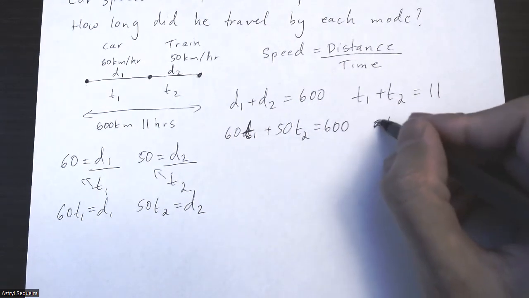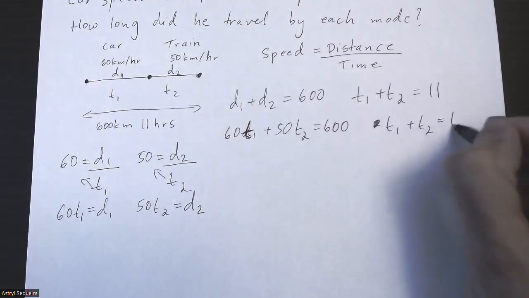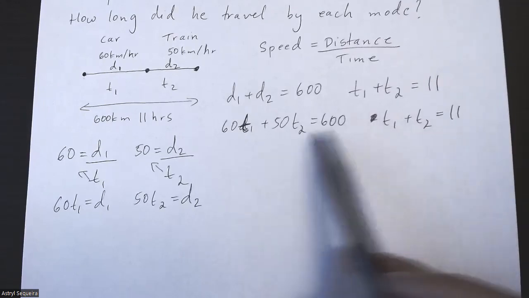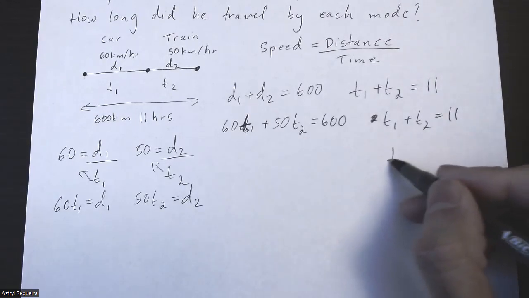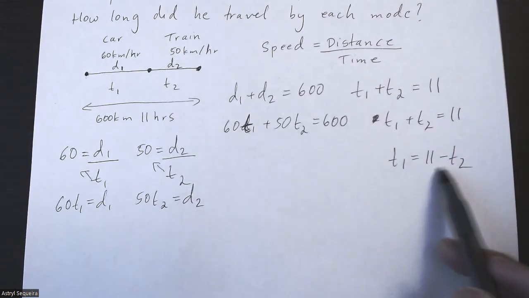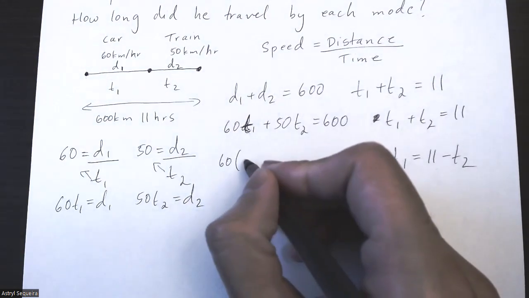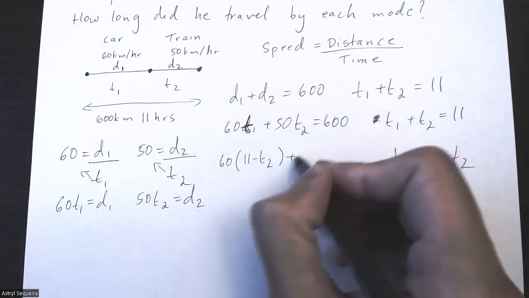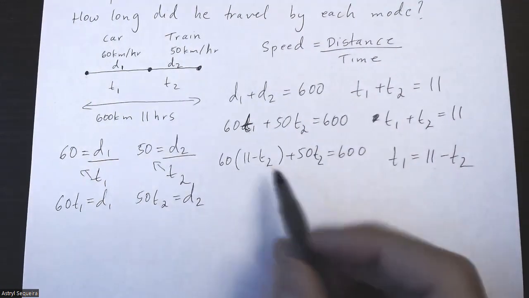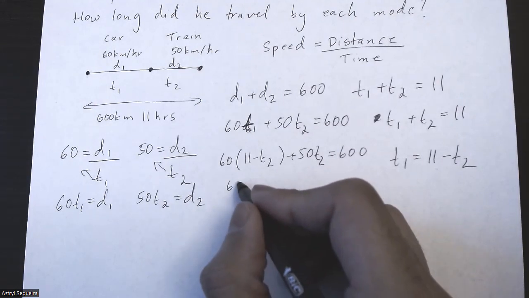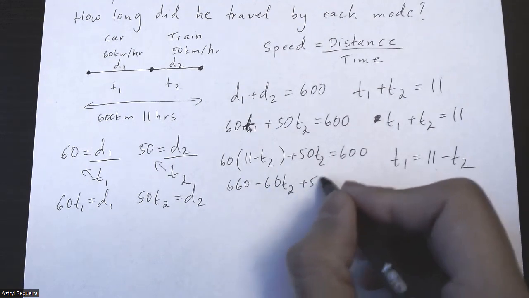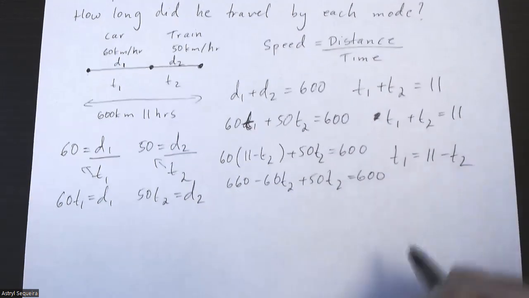Now here I still have the same thing, T1 plus T2 equals 11. That's just my time equation from here. I'm going to solve these two using substitution now because I have two variables. I'll just isolate T1 here, 11 minus T2. I'll sub in the T1 over here as 11 minus T2, so 60 times (11 minus T2) plus 50T2 equals 600. I'll multiply this into the bracket, so that's 660 minus 60T2 plus 50T2 equals 600.